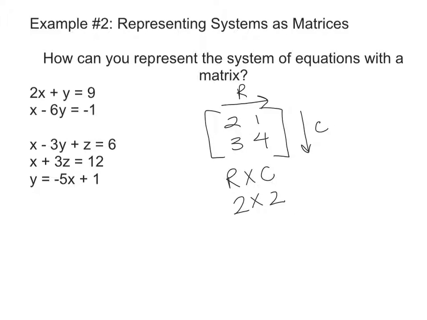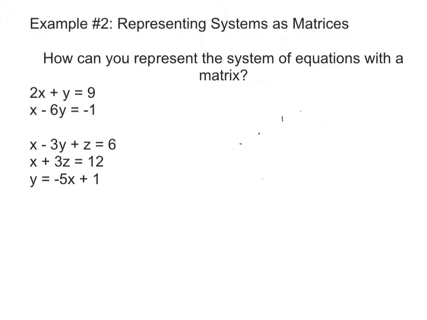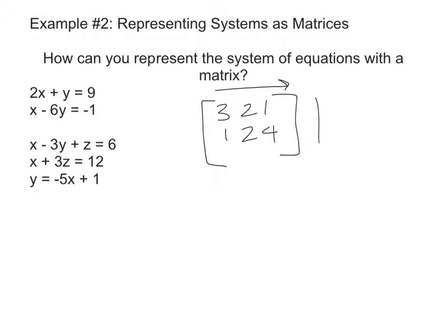Let's say we have another matrix and it looks like this: 3, 2, 1, 1, 2, 4. Rows again go this way, columns go down. So this would be a 3 by 2. And when we want to identify our elements, we would name those based on the places that they are in the matrix.